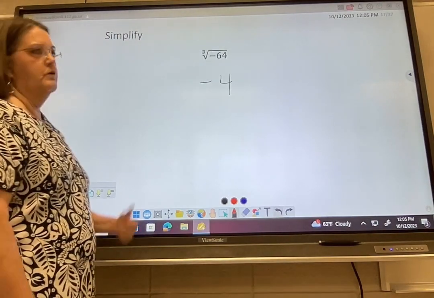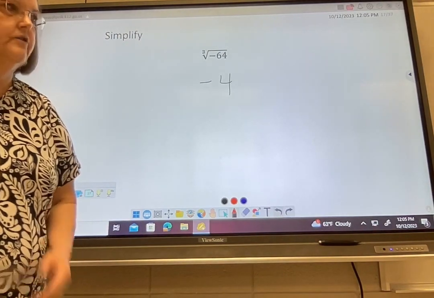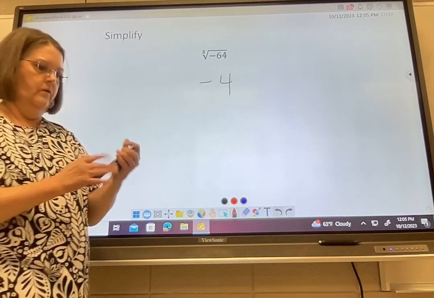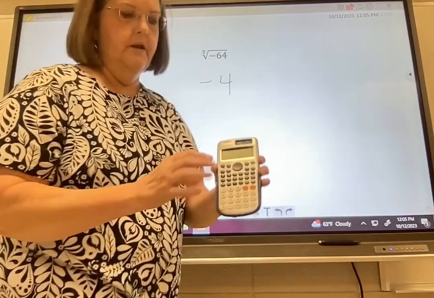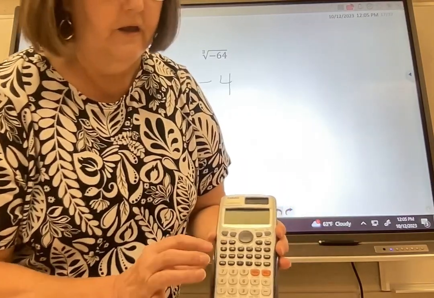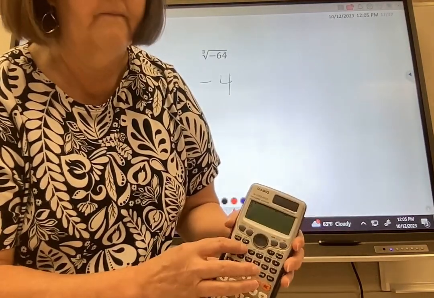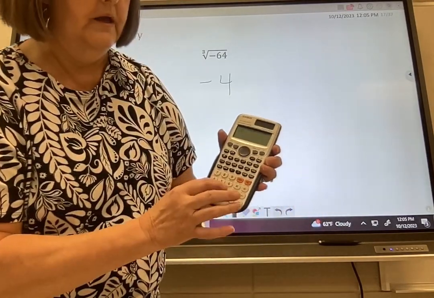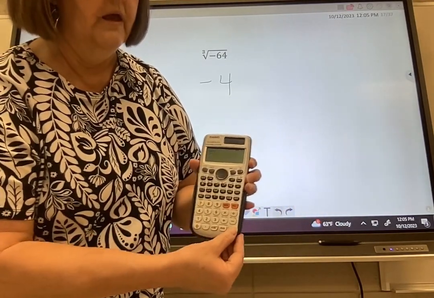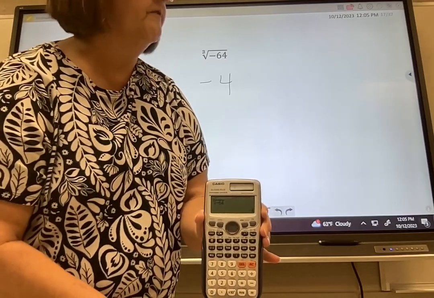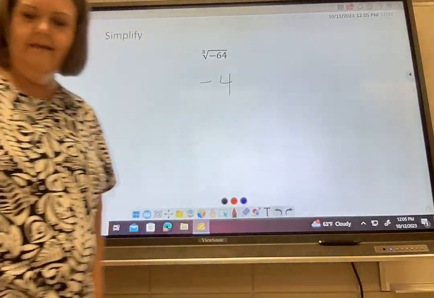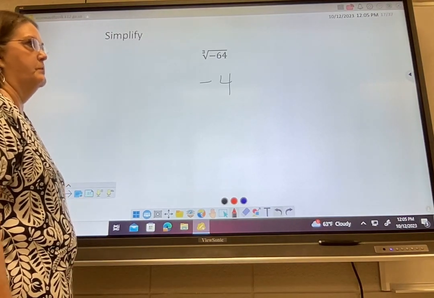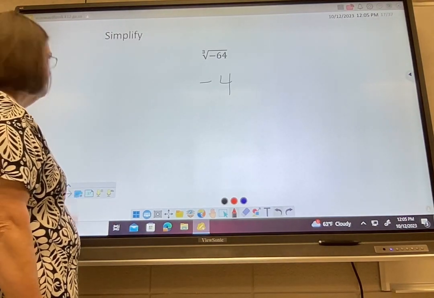All right, this one you can put in your calculator. Honestly, your calculator will do it. To do cube root, you want to hit Shift and then hit the square root button and then put -64 into the calculator, hit equals, and it will tell you that it is -4. So check those out and see if it's a perfect root. This one is a perfect root, so put it in your calculator to see.